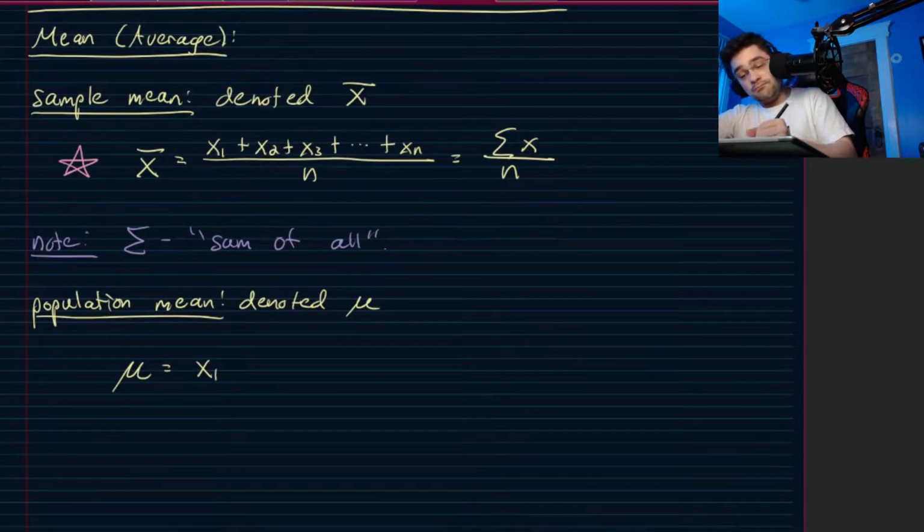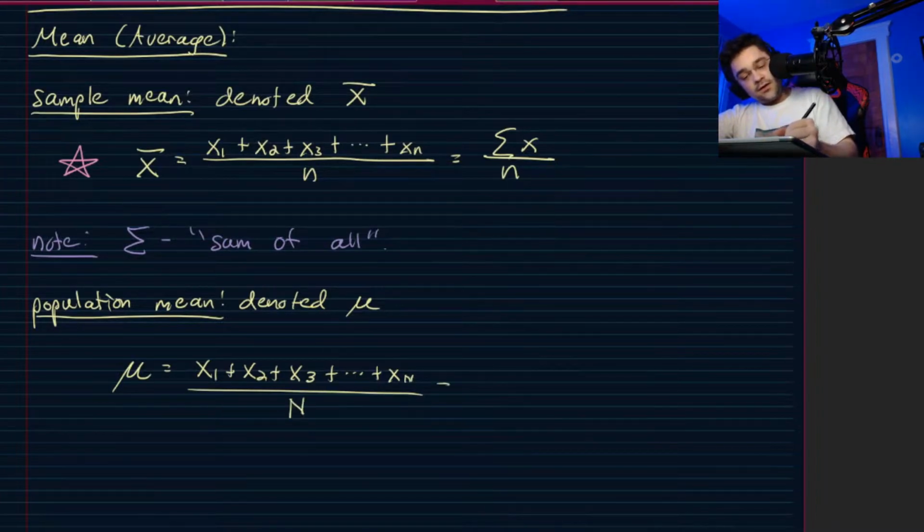I guess they do use big N, though, instead, to signify that it's not a sample, but instead the whole population. So they actually use a capital N. And again, the alternative notation for this would be the sum of all x over capital N.